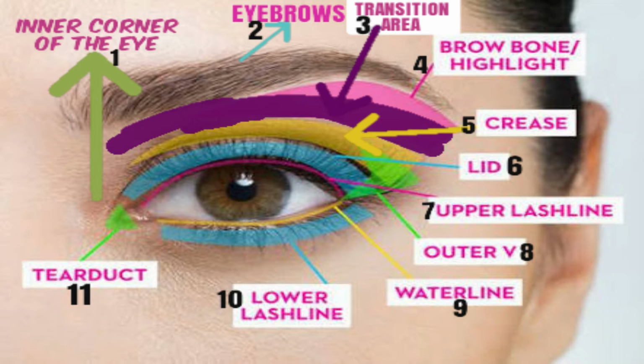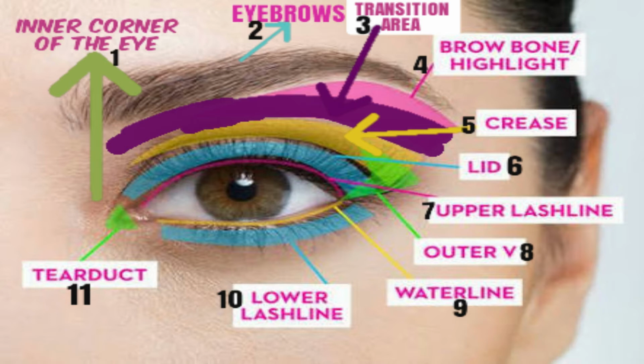Okay, now we are going to go back to number 3. The area directly underneath the brow bone highlight is what is called the transition area. So whenever I say this goes in the transition area, you know that that is the area directly underneath the brow bone. Where you have that purple color, that's the transition area.